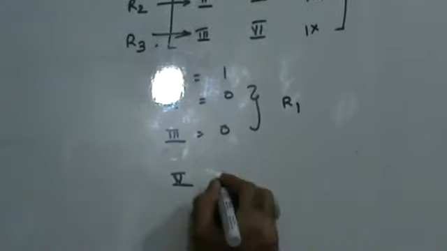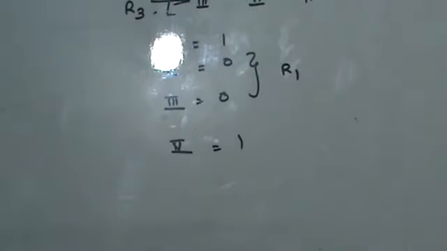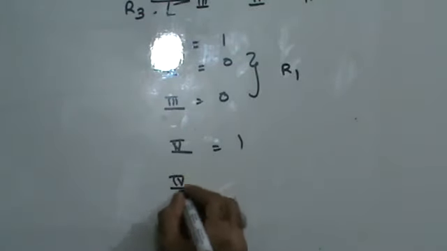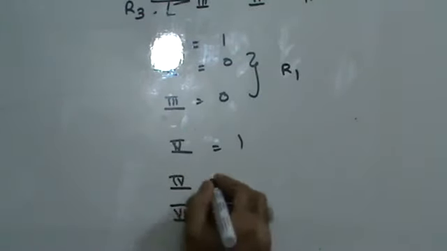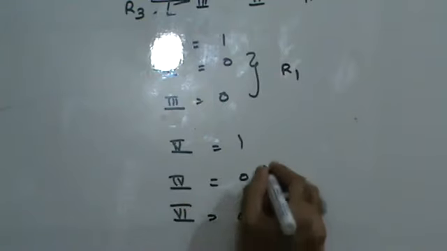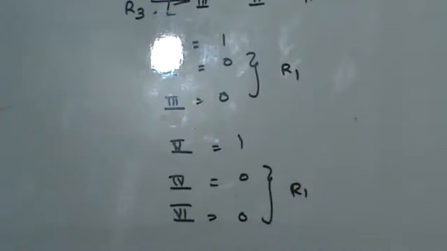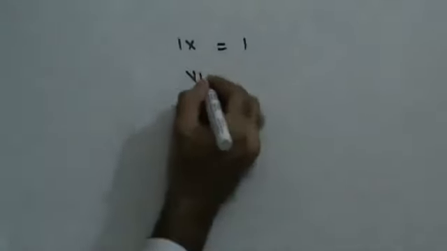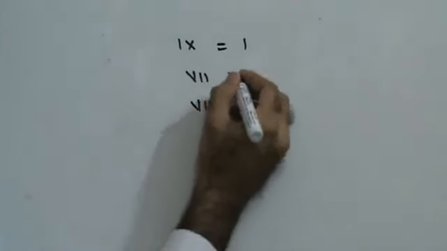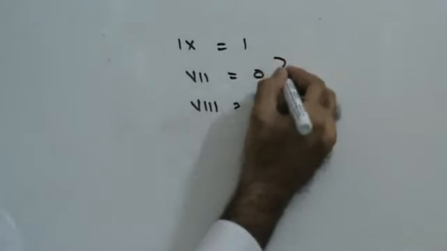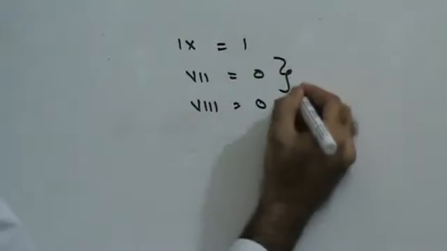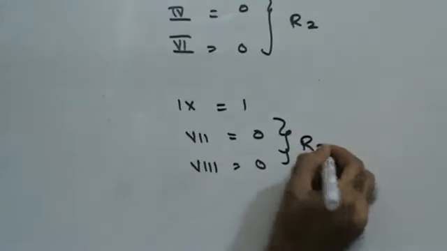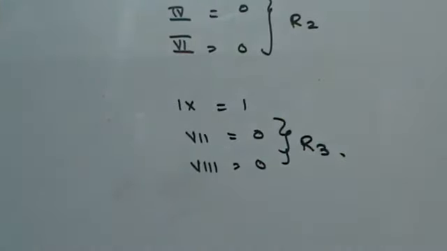Then the number in position 5 has to be converted into 1 and the numbers in 4 and 6 have to be converted into 0 using R1. Right? Similarly, then the number in position 9 has to be converted into 1 and 7 and 8 have to be converted into 0. This is not R1, sorry, this is R2 and this is R3. Fine, do we get this idea?